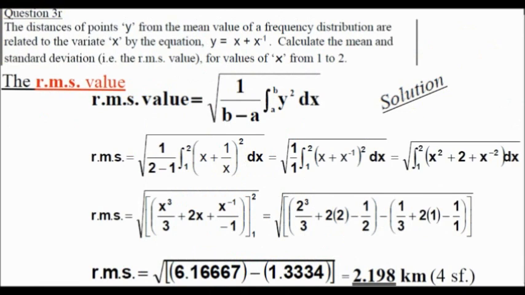And question 3r solution continued. Here's the calculation for the r.m.s value using our standard formula shown here. And I'll let you review this at your own pace. Don't forget, of course, that we have to square the y function here, as stated in the formula. So this is the y function squared, and that's what we have to integrate.